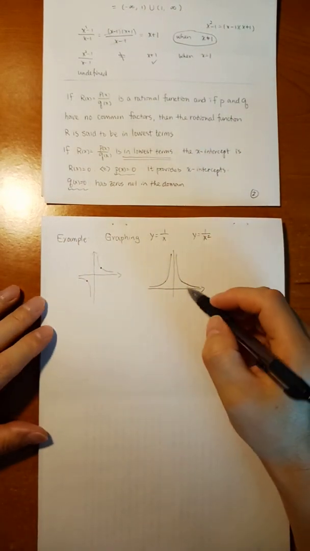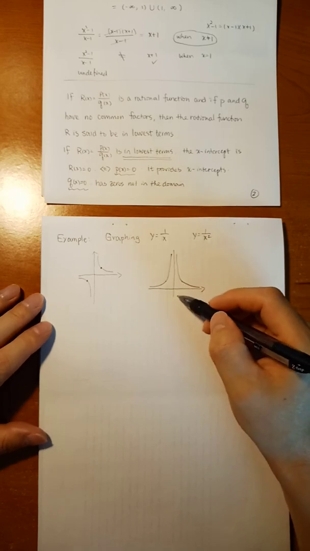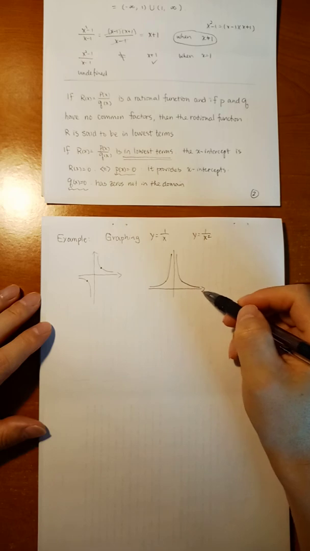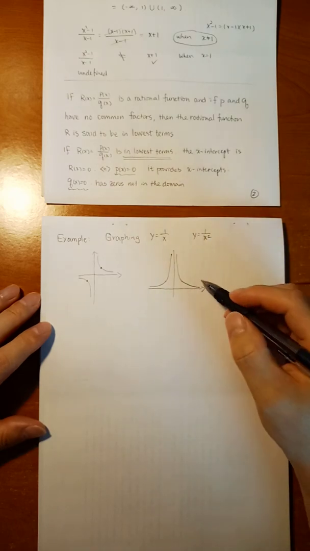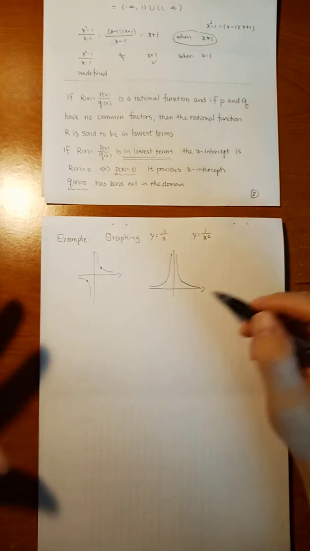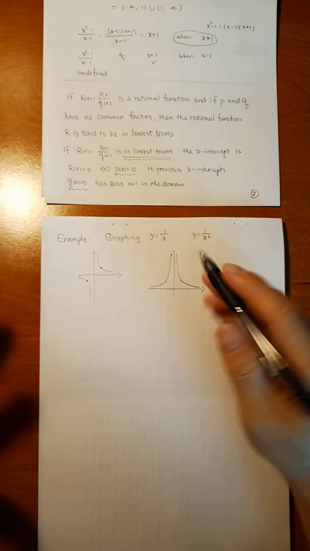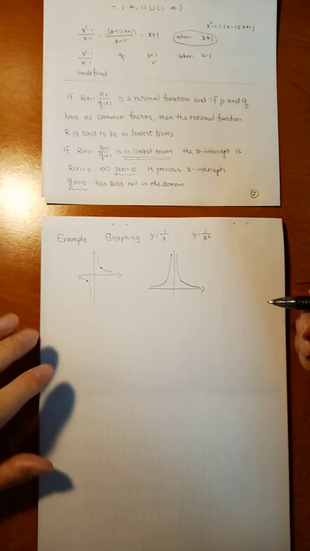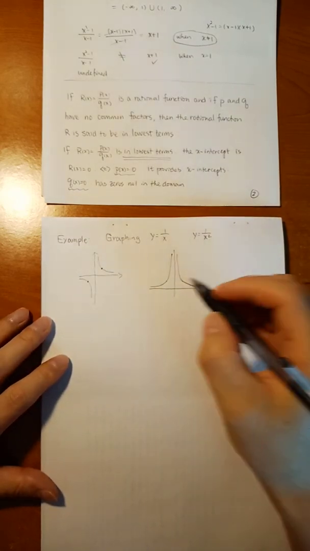Just plot them. But it will change very fast. If you have a half, you will get 4. If you have a 4, you will have 1 over 16. So something like that. By hand, it's not easy to sketch. So this is the graph.